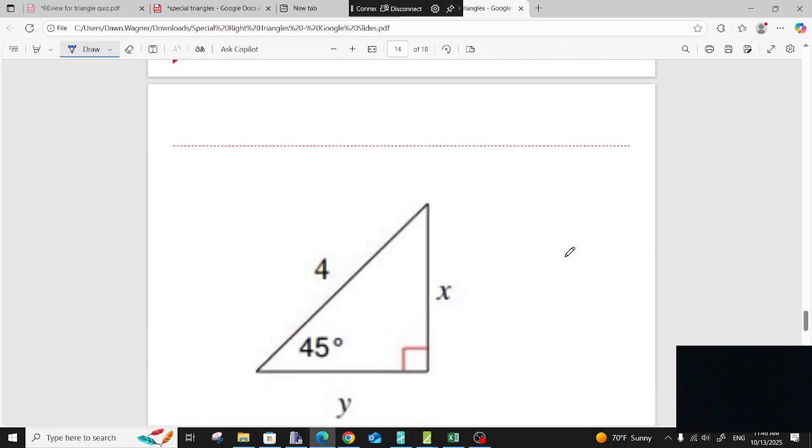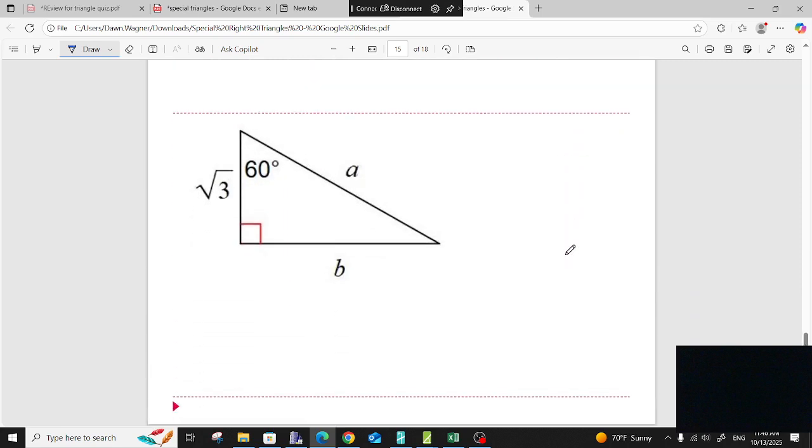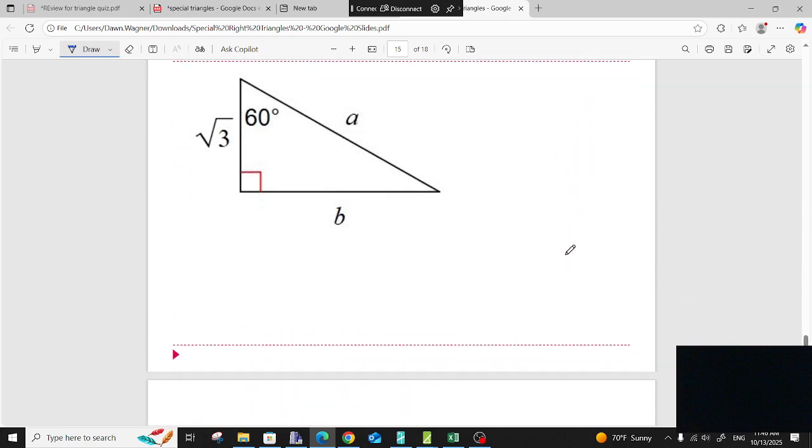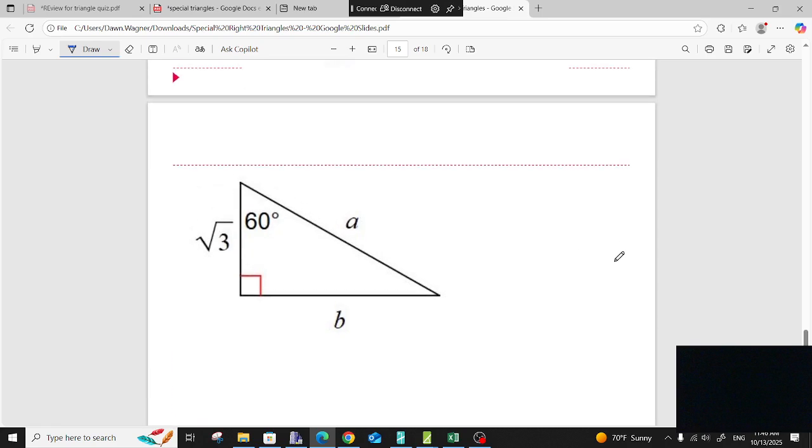Yep. Okay, I'm going to skip that one. I want to go to this one here. I skipped one of them because I'm looking at the time. This is 30. This is 60. This is 90. A.